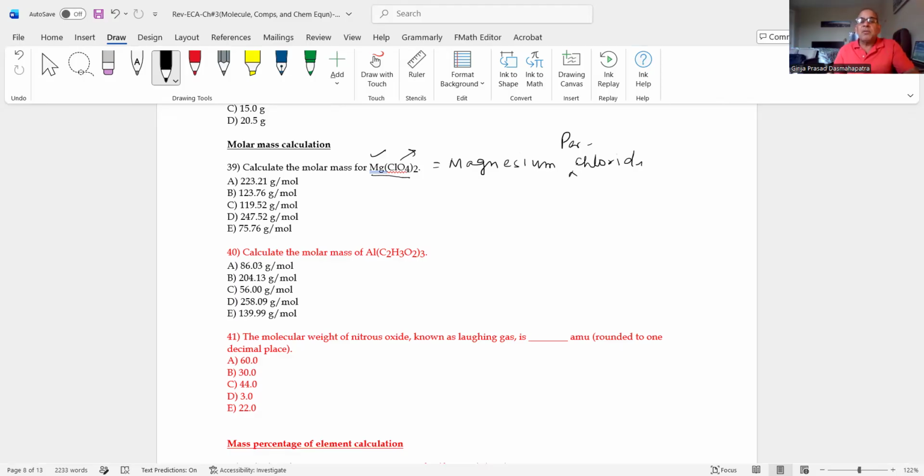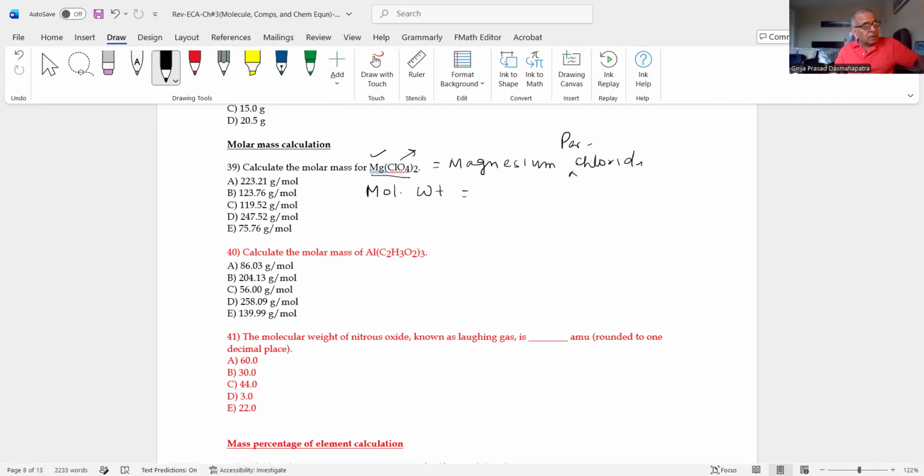And we have to find out the difference between the molar mass and molecular weight, and then we'll explain. So if a compound is formed by chemical bonding between atoms of different elements, in this case magnesium, chlorine, and oxygen, first we have to find out the molecular weight. How do you find it? You have to add the atomic weights of all the elements present.